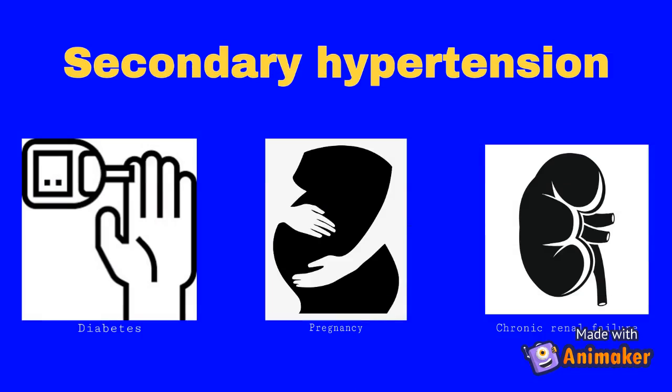Secondary hypertension is a hypertension in which a person has a pre-existing health issue that leads to a high blood pressure. Some examples of pre-existing conditions include pregnancy, diabetes, and chronic renal failure. These conditions may cause a person to have high blood pressure or hypertension.